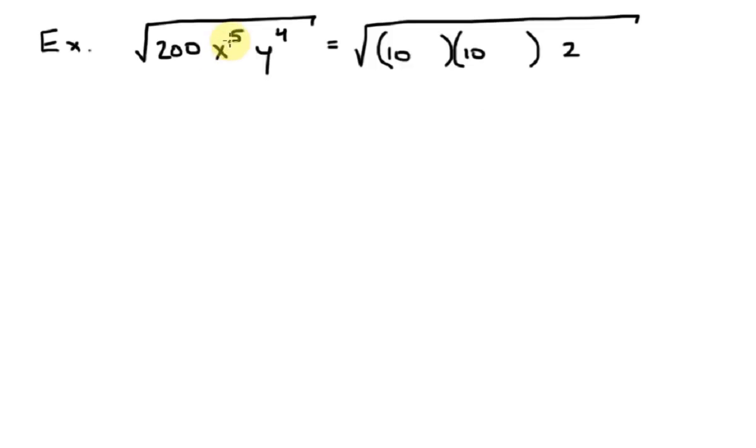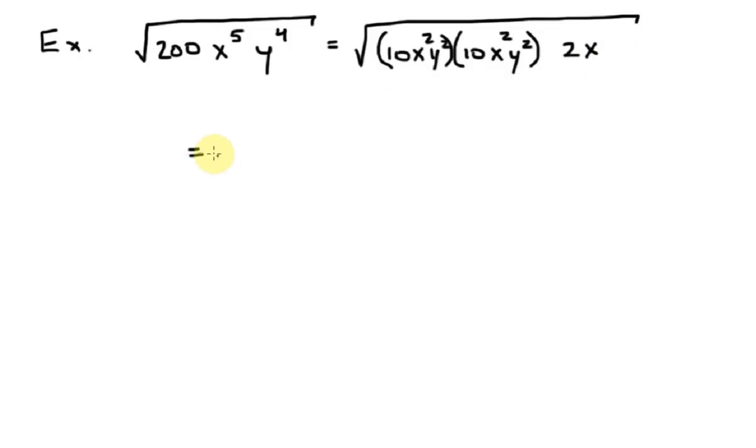I'm going to do the same thing with the x to the 5th. The most x's I think I could put into each set of brackets would be 2 of them. Okay? And then there would be 1 extra x left over. Okay, now what about y to the 4? Well, why don't we just put a couple of y's in here and a couple of y's in here. Okay, so we got a couple of wise guys here. And then there's nothing left over.